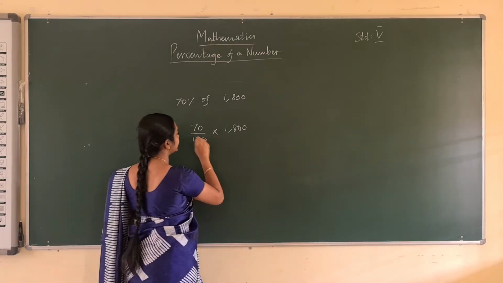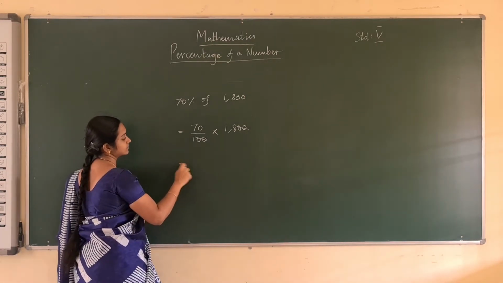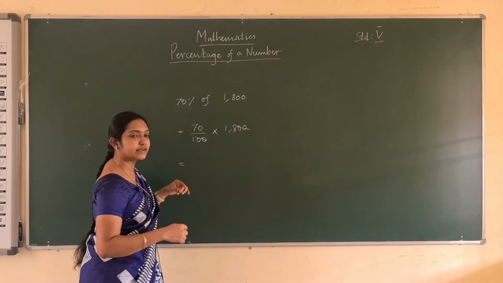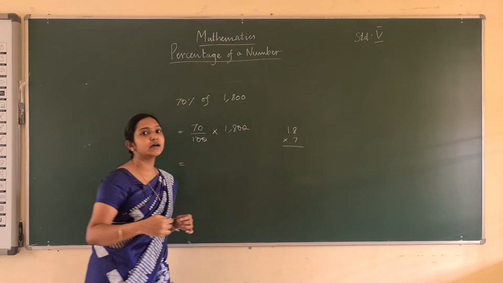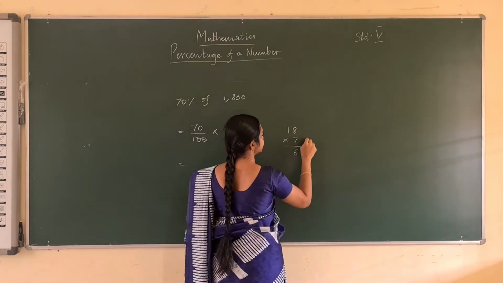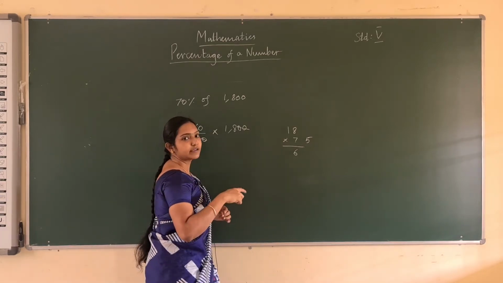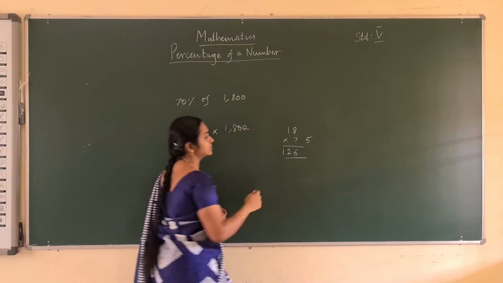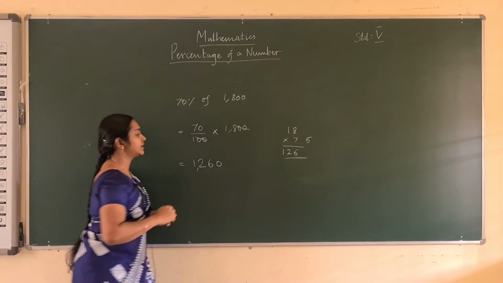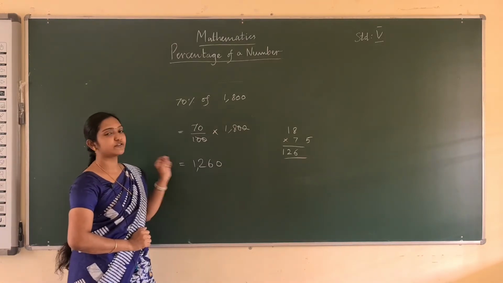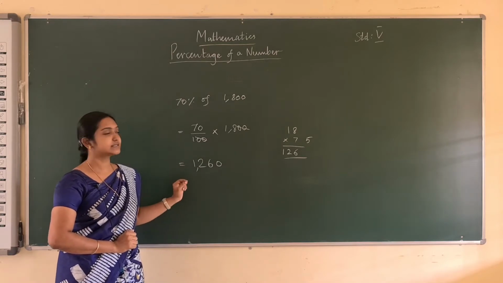So now we can simplify. Simplify the two zeros. Now multiply 18 and 70. Leave the 0 and multiply 18 and 7. 7 8s are 56. So write 6 here and 5 is remaining. 1 7 is 7. 7 plus 5 is 12. We have to add that 0. So it is 1260. 70% of 1800 is 1260. In this way we have to find percentage of a number.